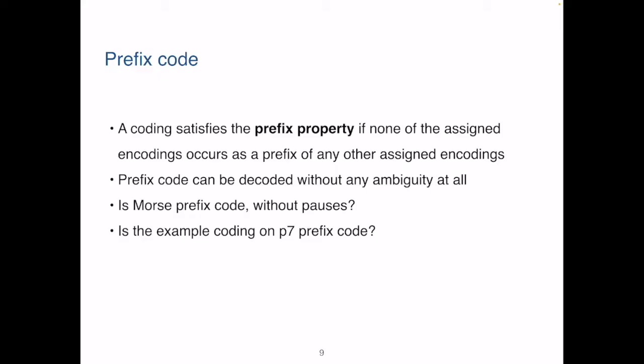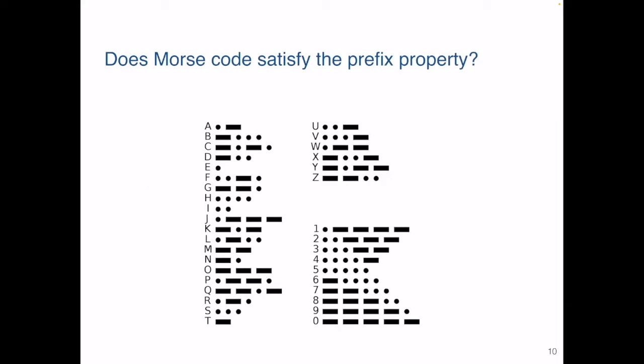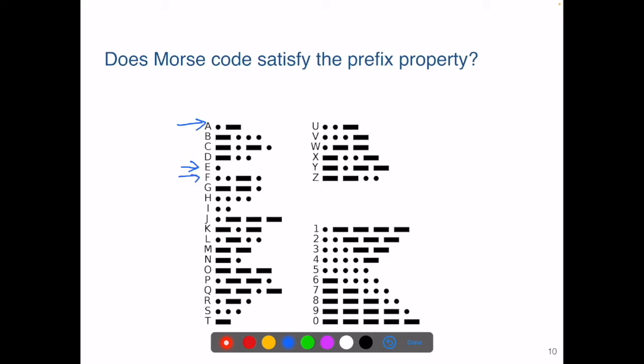When a code satisfies the prefix property, we can decode without any ambiguity at all. As soon as we identify a sequence that has been assigned to a character, we know that is the correct character and we can start to decode the next character. Does Morse code satisfy the prefix property without using different pauses? No. For instance, E, that's one dot, is a prefix of A, F, H, I, and so on.